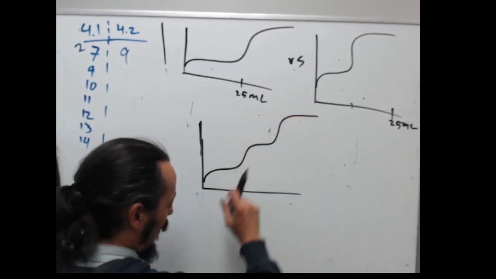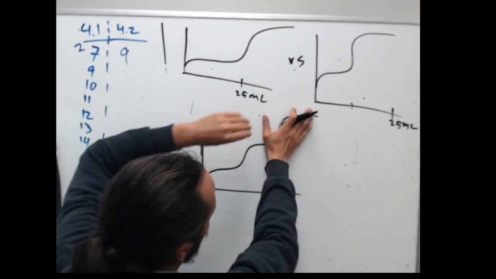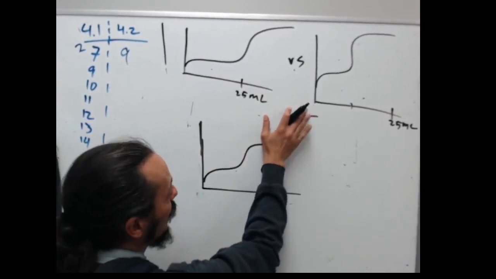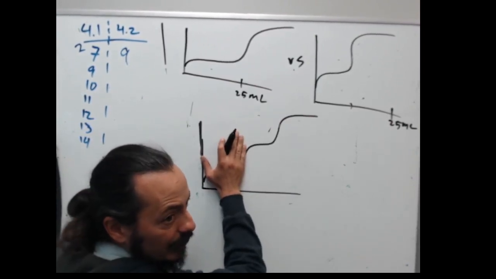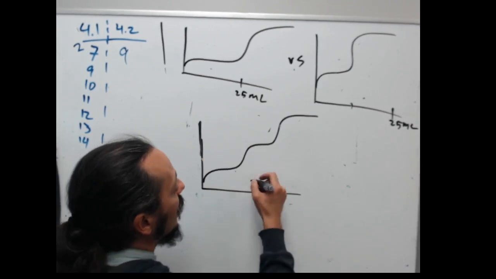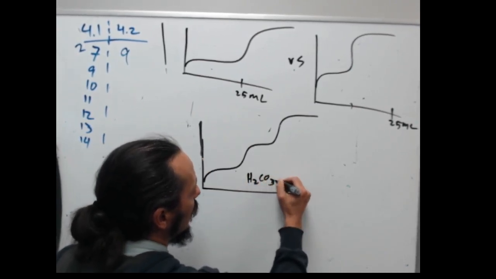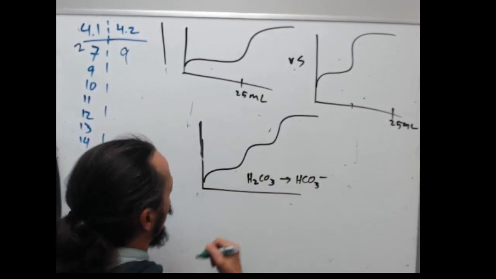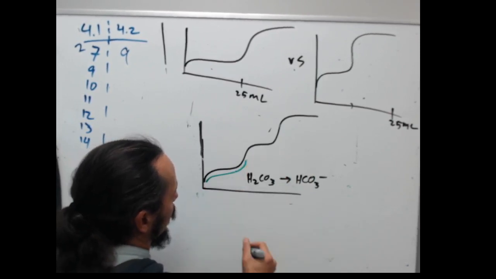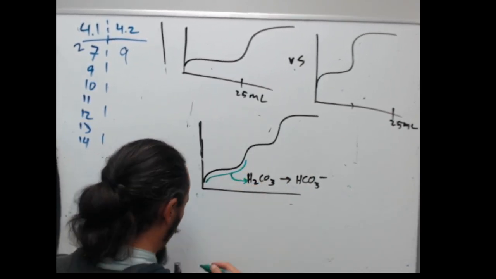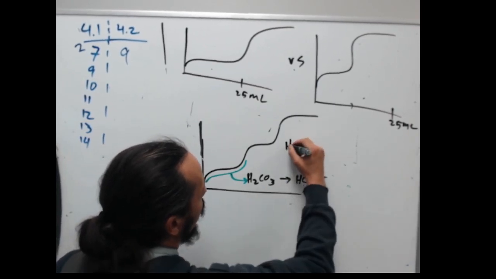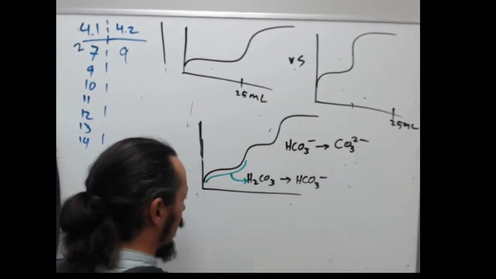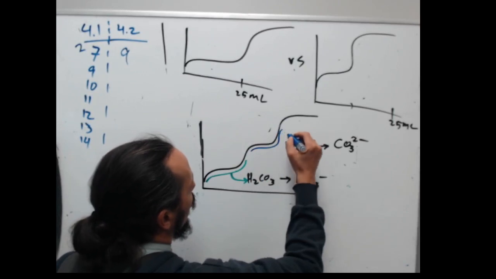So if I cover up this chunk, it just looks like a titration curve, right? There's your titration curve reacting with one proton. If I cover up this bit, it looks like a titration curve of one proton. So this would be looking at H2CO3 going to HCO3 minus, looking from here. And then higher up here, this would be looking at HCO3 minus going to CO3 2 minus. That would be like looking through here.